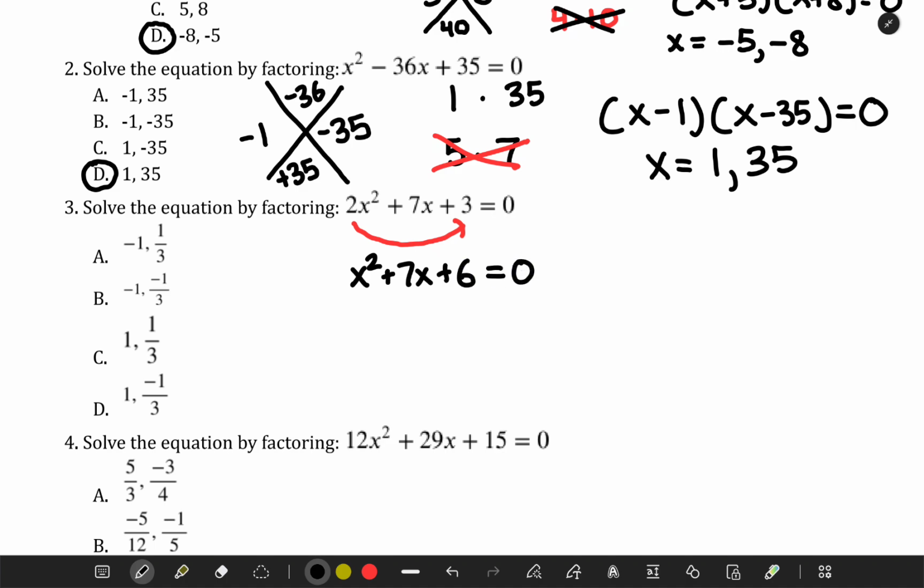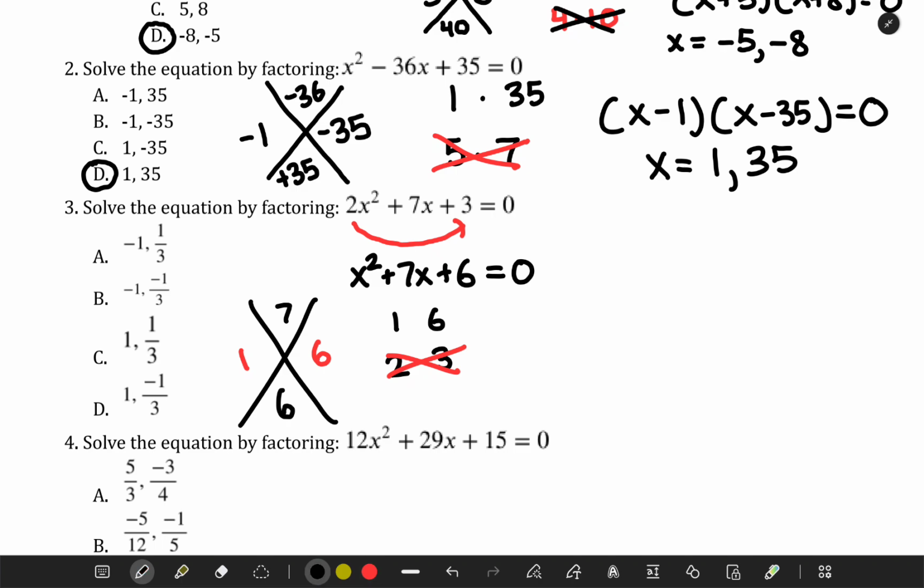Okay, now I have something that looks familiar. I'm going to set up the x method one more time, putting 7 on the top, 6 on the bottom, and figuring out two numbers that multiply to 6 and add to 7. Those two numbers should be 1 and 6, or 2 and 3. Which one adds to 7? 2 and 3 can't make 7, so that's wrong. So all I'm left with is 1 and 6.